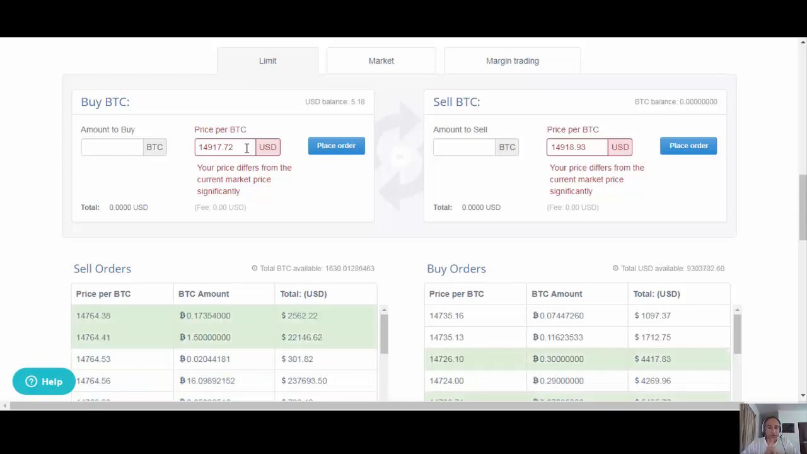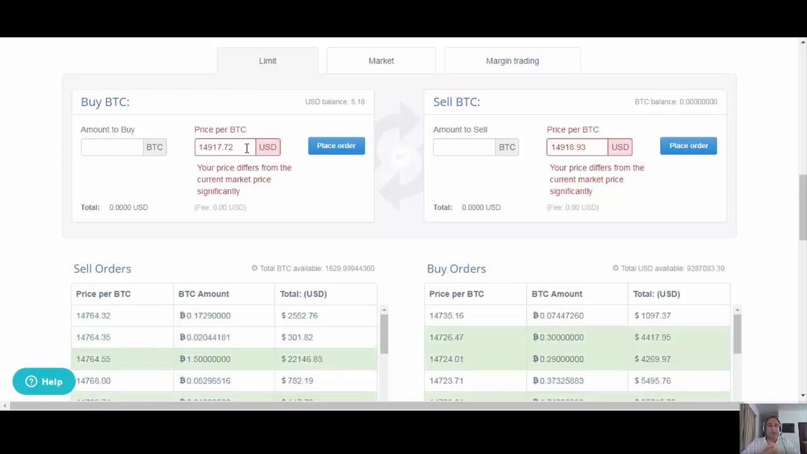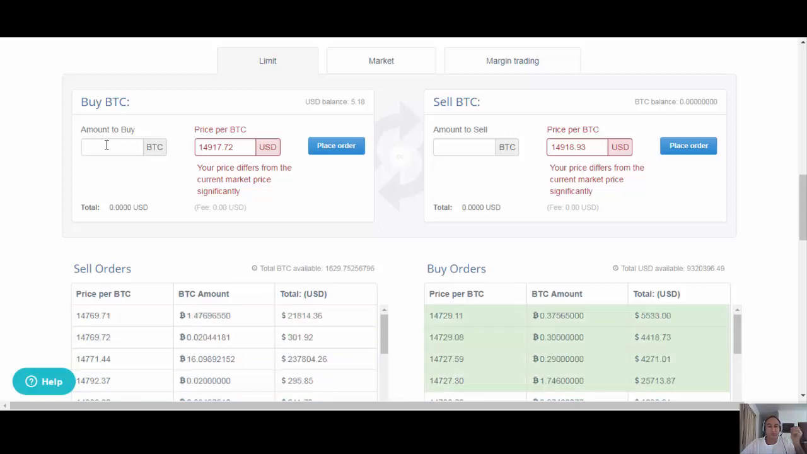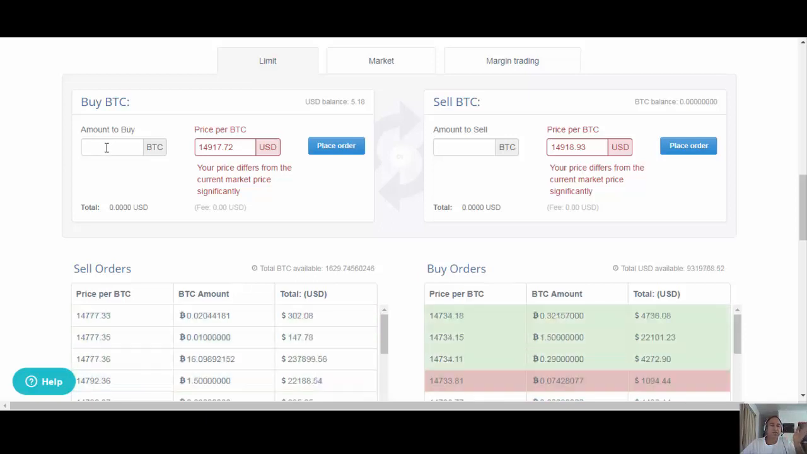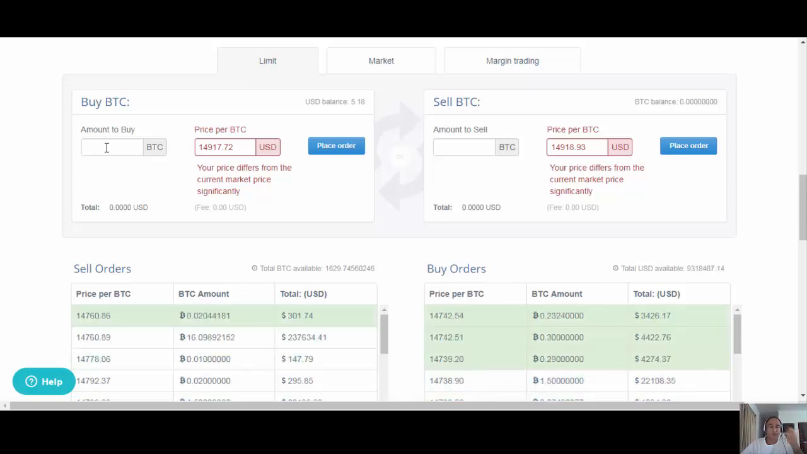So you set the price you're willing to pay, and in this field here, obviously with a certain amount of dollars, you can only buy a certain amount of Bitcoin at the going rate that you've set there. So I always estimate, let's just say that the dollars I've got in my account will buy me 0.1 Bitcoin at the price I have set in the price per Bitcoin field. So I'll put in 0.1, and it'll either be green or red. If it's green, that means you can afford it.